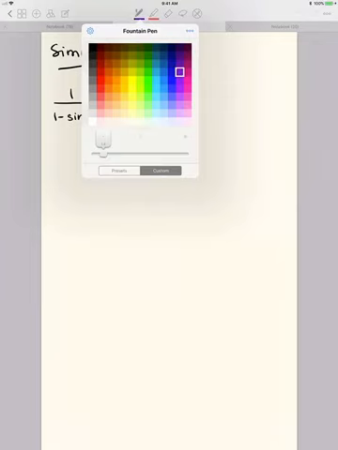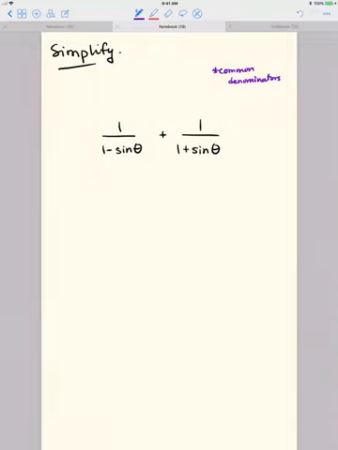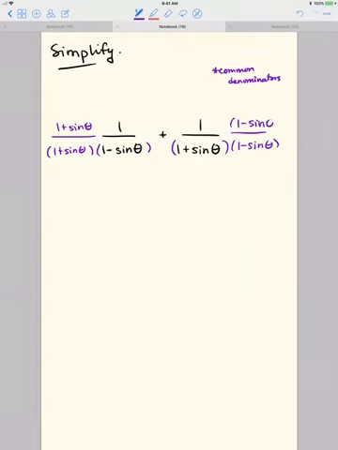So for this one, we'll simply start with the fact that we're adding fractions and we need to have common denominators. So to do that, they have nothing in common. One's a 1 minus sine, one's a 1 plus sine. So we're going to take that and we're just going to multiply each side by the other denominator. So the left fraction will get multiplied by 1 plus sine theta over 1 plus sine theta. And the right fraction will get multiplied by 1 minus sine theta over 1 minus sine theta.